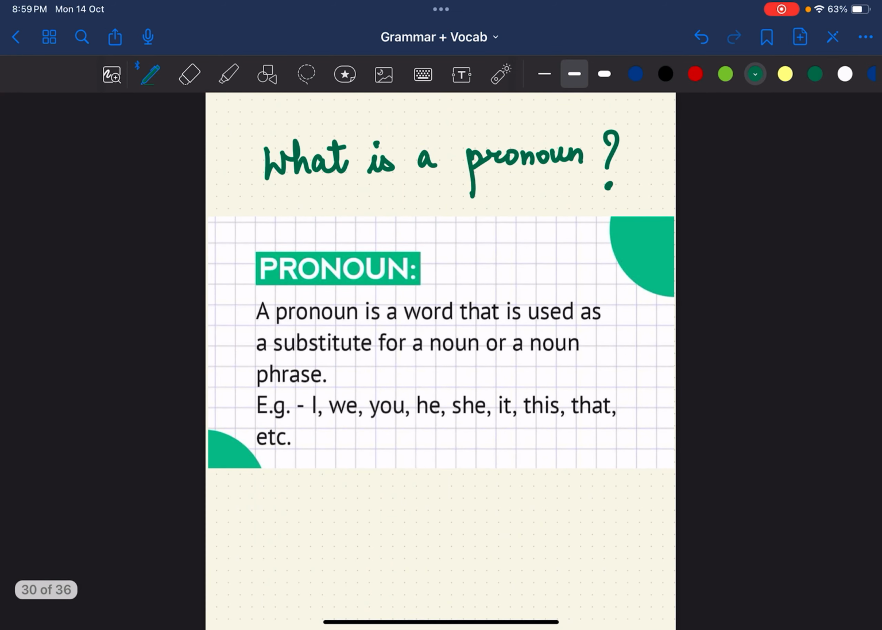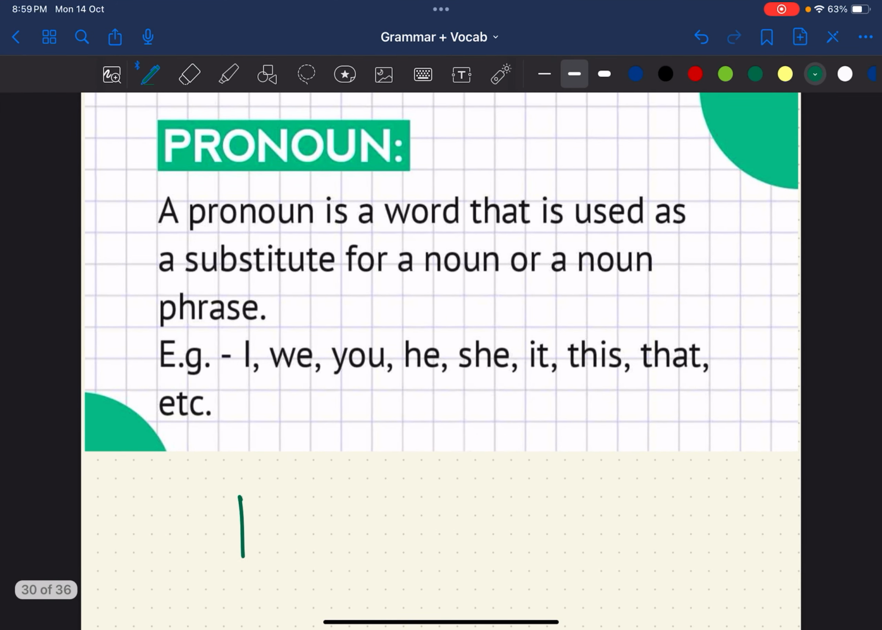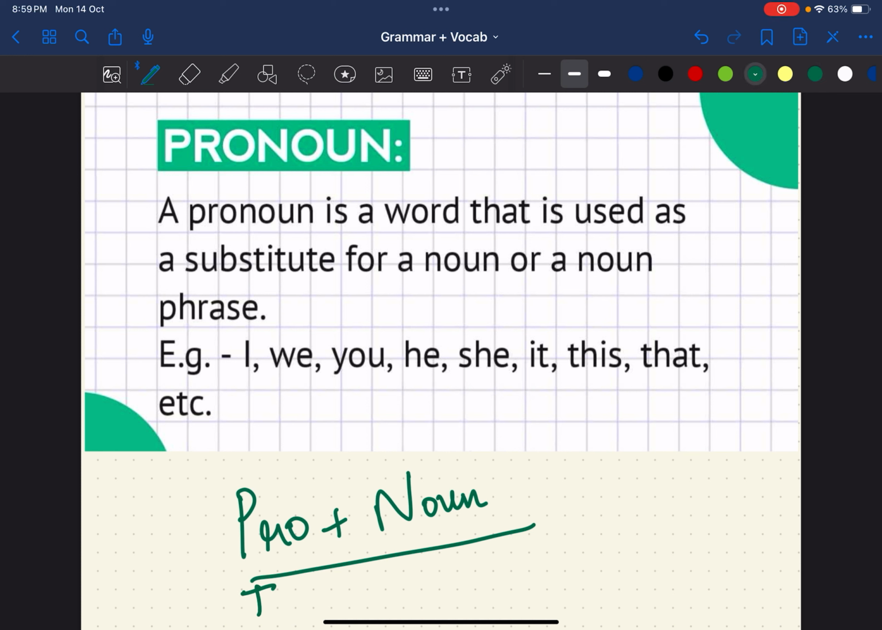The very first thing is, what is a pronoun? Now, this is very simple to understand. Understand it with this: pro plus noun implies pronoun. Pronoun means pro plus noun. Now, pro implies in the place of. So, whatever word you can use in the place of a noun, that is called a pronoun.